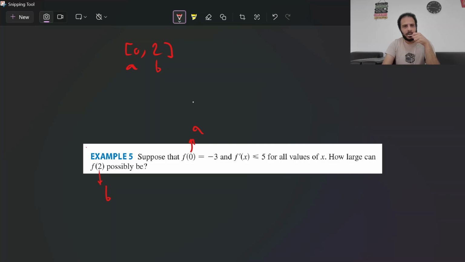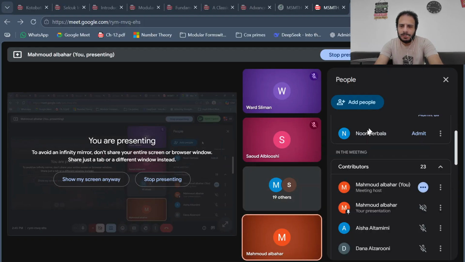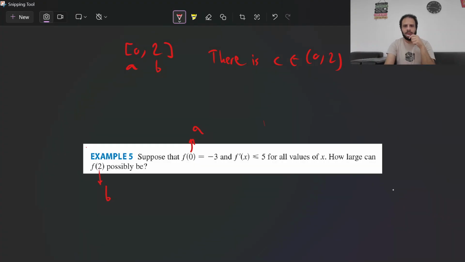If the mean value theorem is satisfied, then there is c in the open interval 0 to 2. Remember to write your name and the student ID. Now, let's continue. So f prime of c equals f of 2 minus f of 0 over 2 minus 0, right? 2 minus 0 is just 2. So write 2. Next, what do we do next?